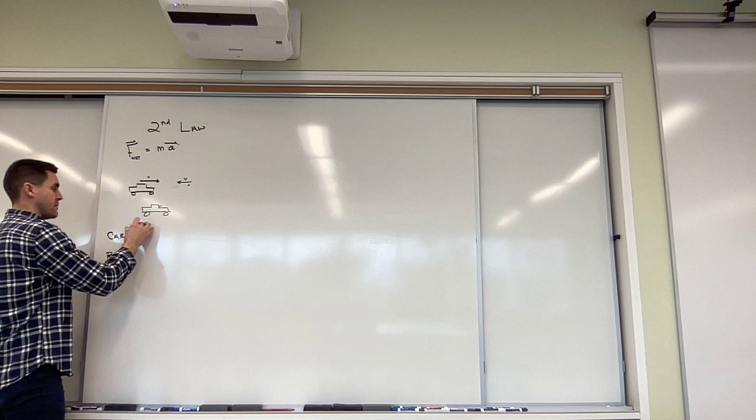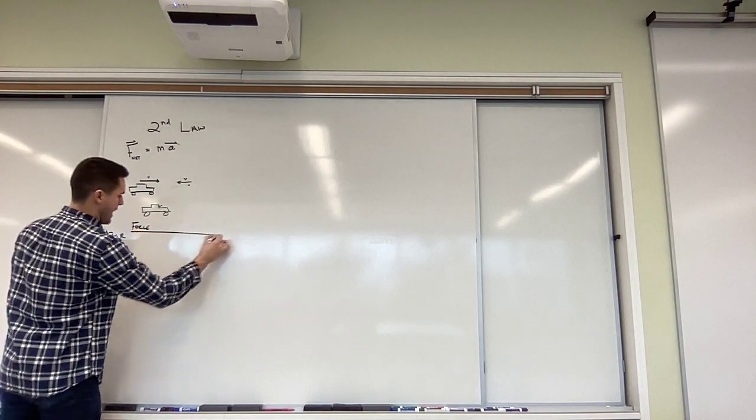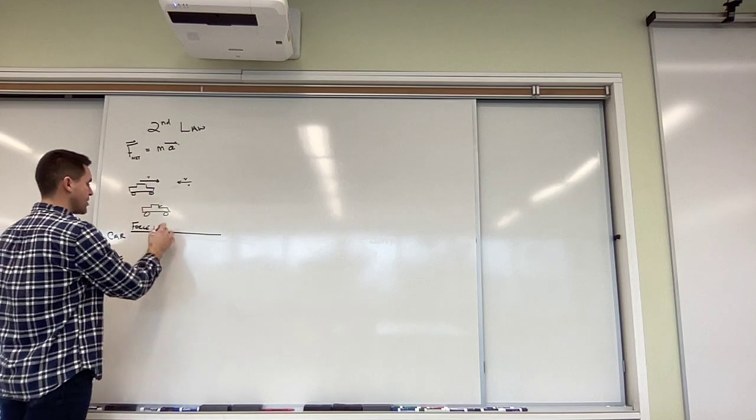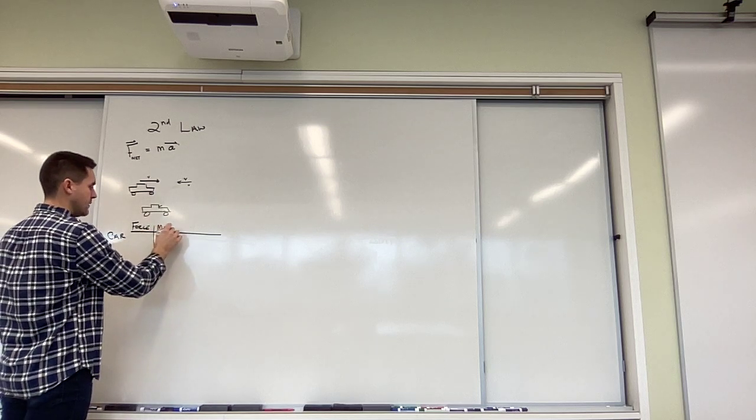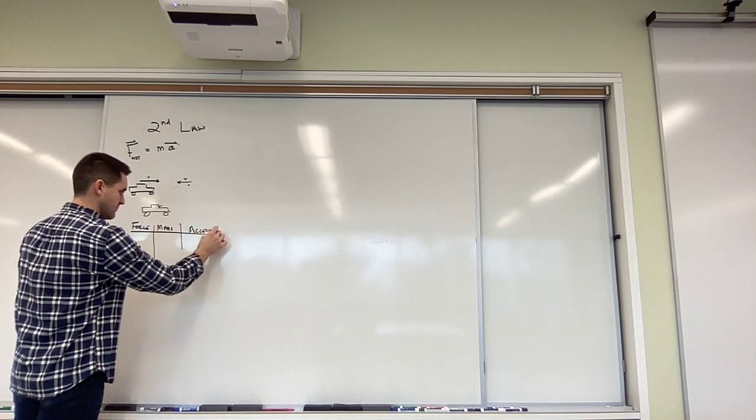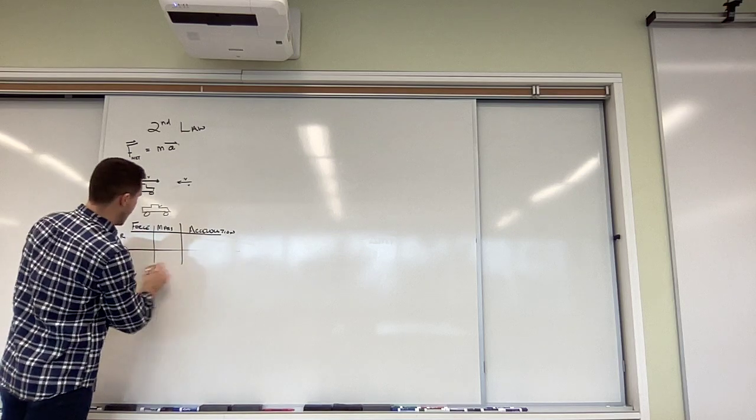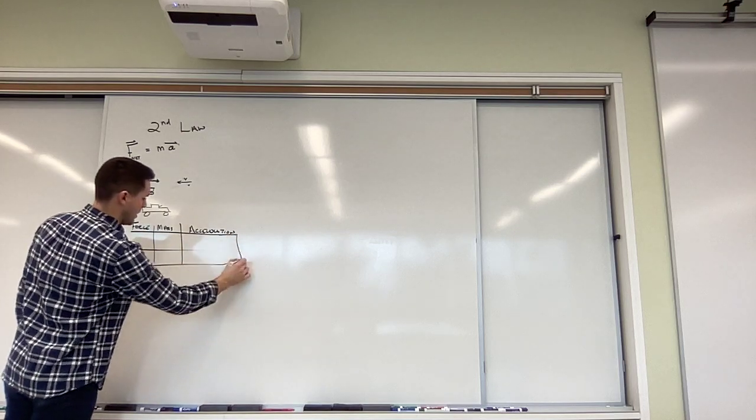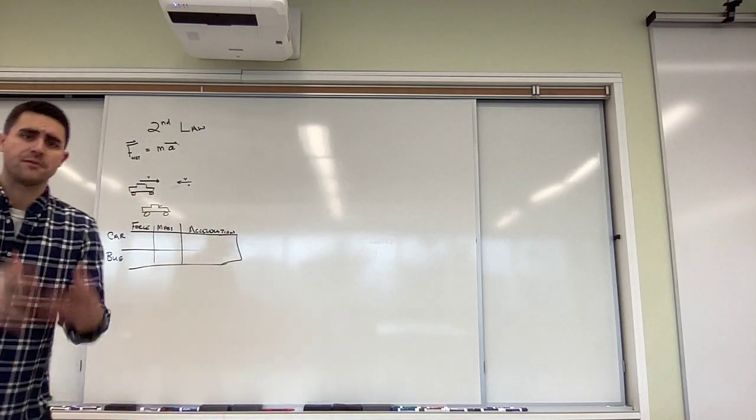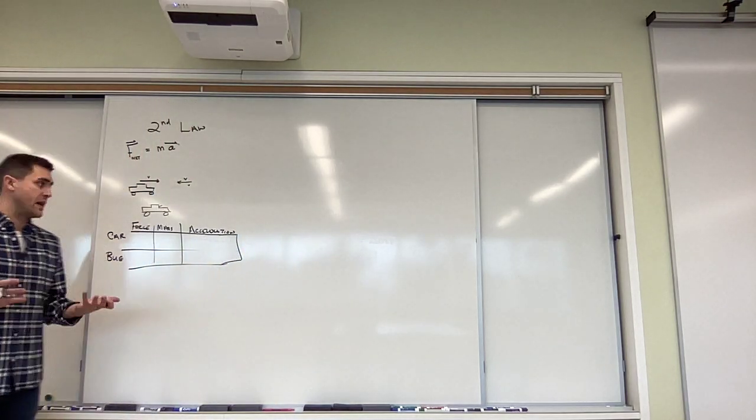So the first thing I want to think about is the force experienced by both. I'm going to think about the force, the mass, and the acceleration of both objects. So here's a little table I can create, and I can think about, all right, how does the force experienced by the car compare to that of the bug?